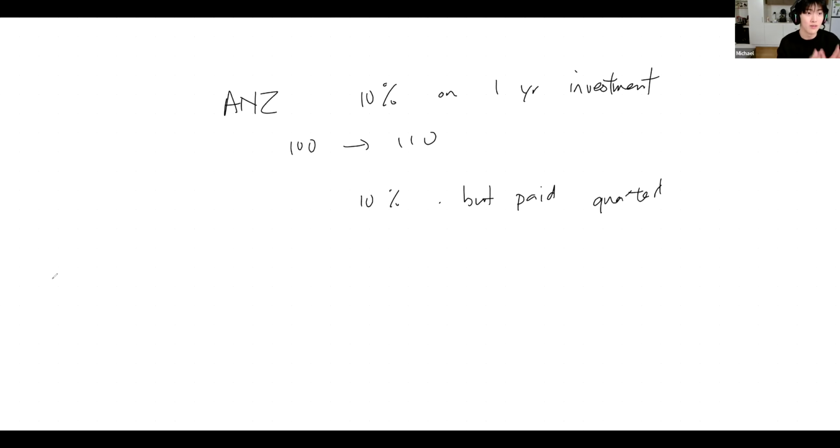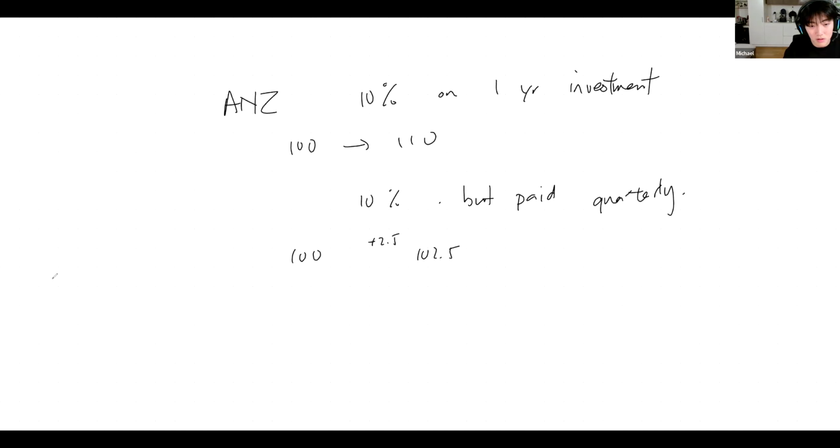That means it's paid in 4 payments across the year. Does that make sense? Is that like 10 over 4 then? Yep. So in terms of finance, it means you get paid 2.5 each time. You get 102.5.